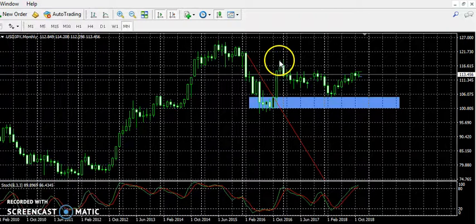Price left, went back up into the supply that we have here. Price came back down to our demand zone. Didn't enter the demand zone. Bounced right off our demand zone that we had. And trend was broken here. You can see. Let me draw it for you guys. Trend was broken here, right in our demand zone. Price left, and now is in the uptrend.